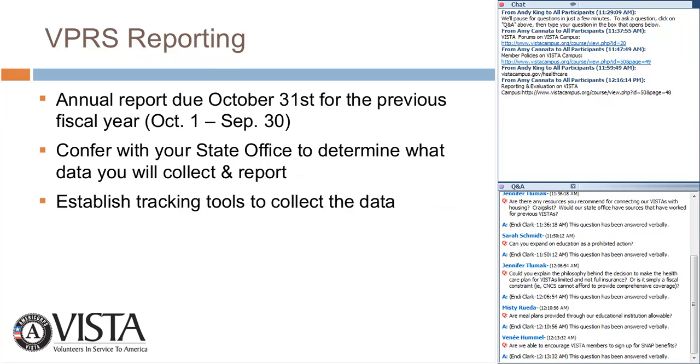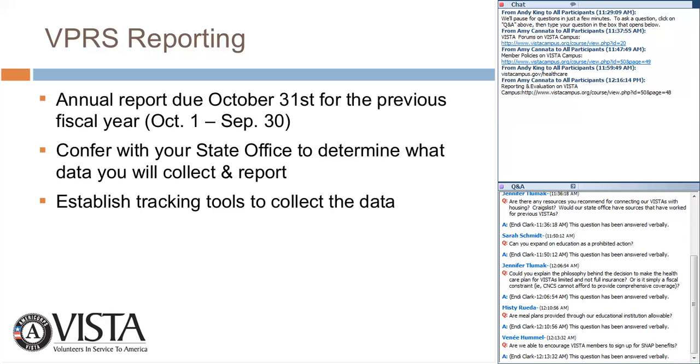So it's very important that you are able to track information so that you can see it on a monthly basis, because the VISTA Progress Report Supplement, although your program year might be April to April, we're still going to ask you to report out on this information from October to September. Your state office will be able to help you determine what will be collected and probably help you with establishment of tracking tools to collect this data.